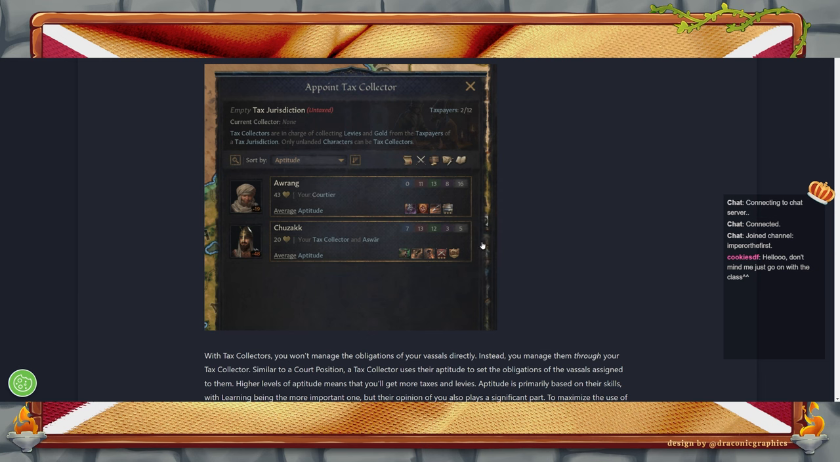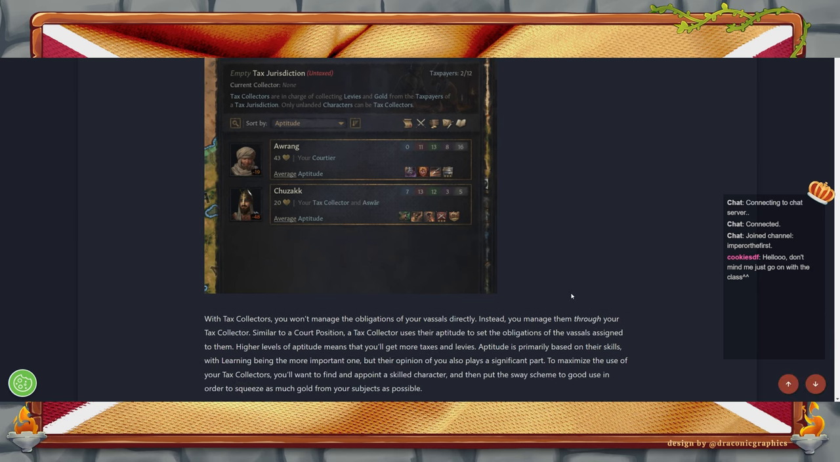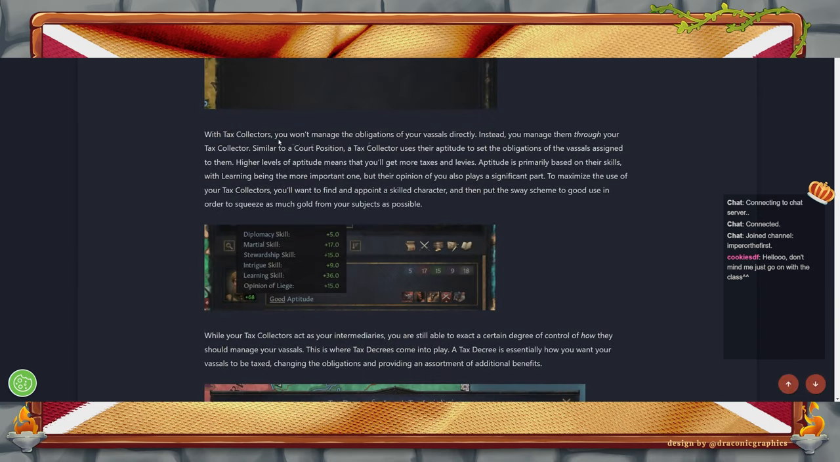So let's see. You have the aptitude, all fine, all good. Tax collectors are in charge of collecting levies and gold. We already know that. Only unlanded characters can be tax collectors. That's interesting. Okay, so your counts and your dukes and your kings and what have you, none of these can be a tax collector. They have to be unlanded. Interesting. I like that. I often find myself having people on my council that are unlanded. Not so much in later gameplay, but early on. So having an extra thing that they can do to get better opinion of me, well, that's not too bad.